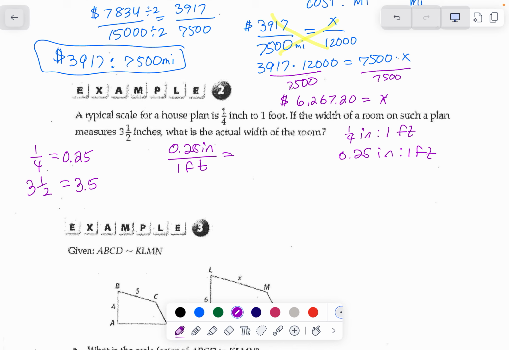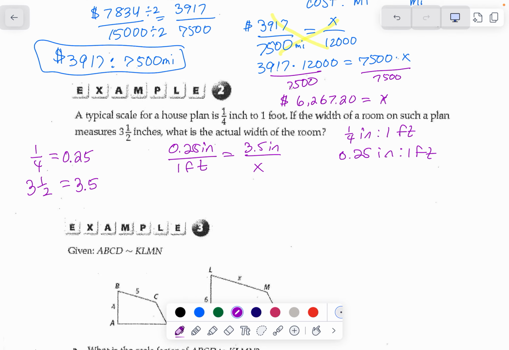Does it go on the top of our fraction on the right side, or does it go on the bottom? It goes on the top, right? Because that inches has to line up, right? So our 3.5 goes here, and our feet, because that's the actual room, is our x, our unknown, and that's where the x goes. We're going to solve it by cross multiplying. So we're going to multiply to solve it, okay?